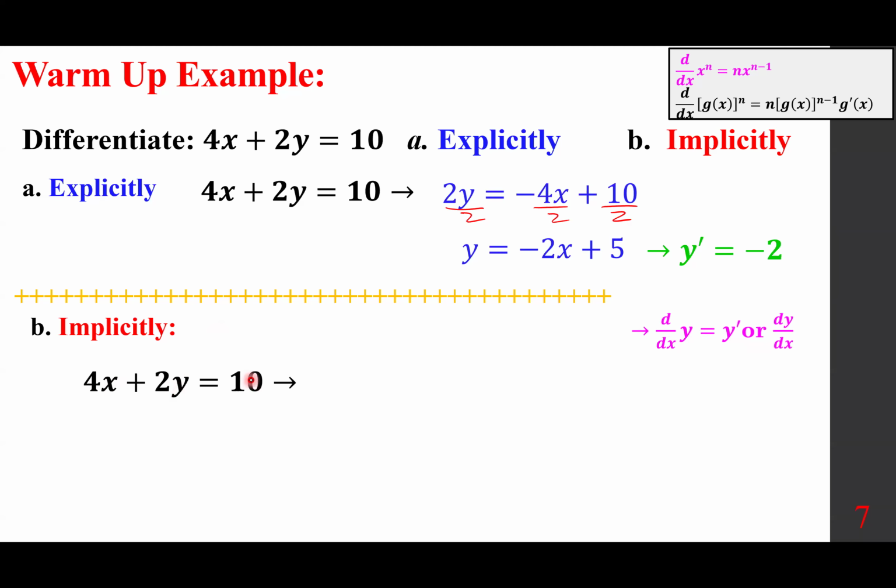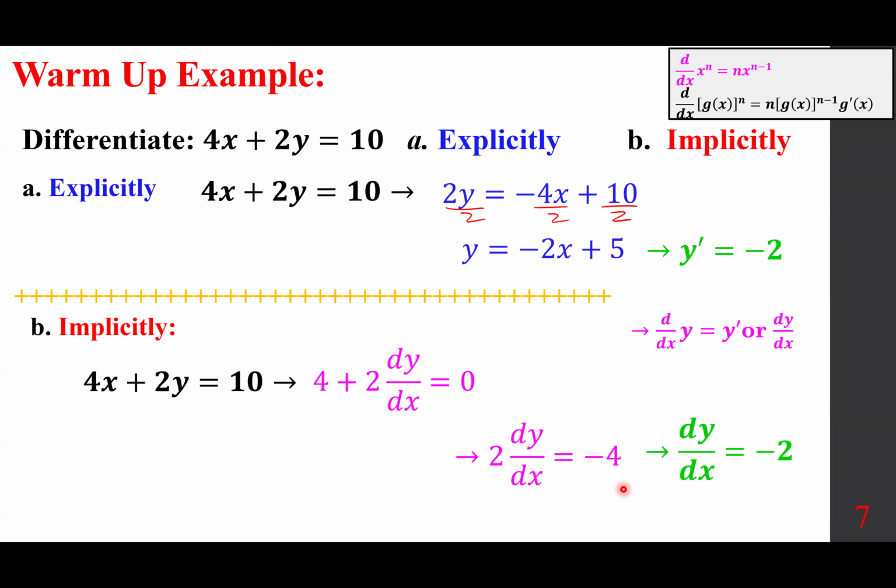10 is a number, any number, the derivative is 0. And on purpose, I'm writing dy dx because I want to again mention and show you that they're the same. So I'm going to move the 4, becomes negative. I'm going to divide by 2, and dy dx, just as we found it here, or y prime is equal to negative 2. In other words, we showed for an example that we can solve for y explicitly, the derivative is negative 2. Also, the one that we don't want to, it's the same answer. So implicit differentiation works as well.